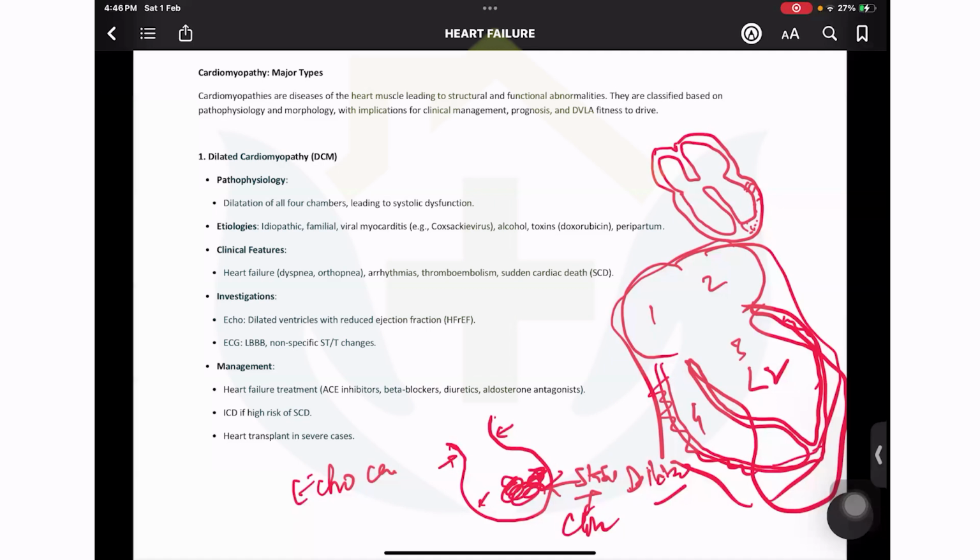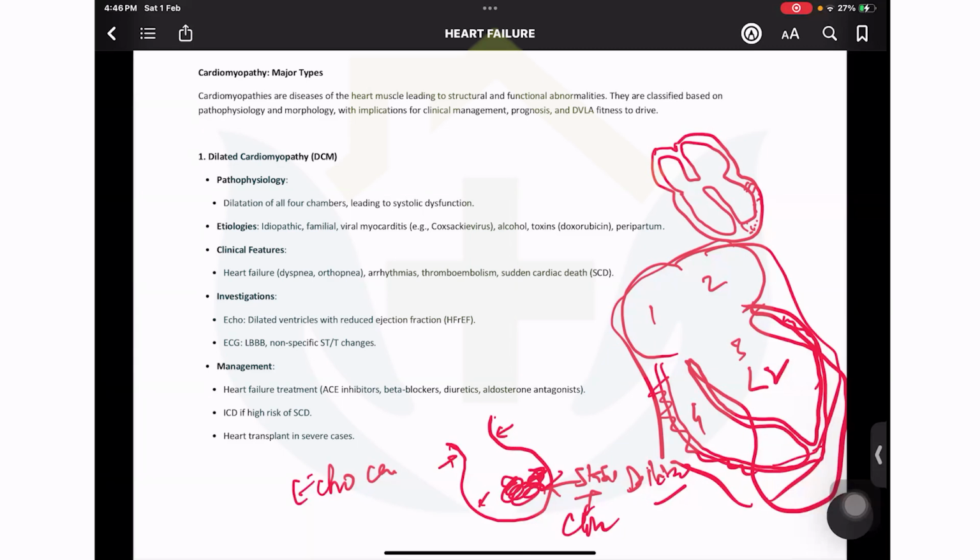That is when we call it a dilated heart. And along with that, we can calculate the ejection fraction and call it heart failure with reduced ejection fraction. Now we will discuss heart failure in the next coming slides. For right now, DCMP is one of the leading causes of heart failure with reduced ejection fraction.